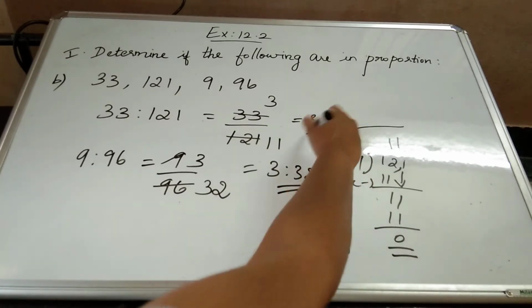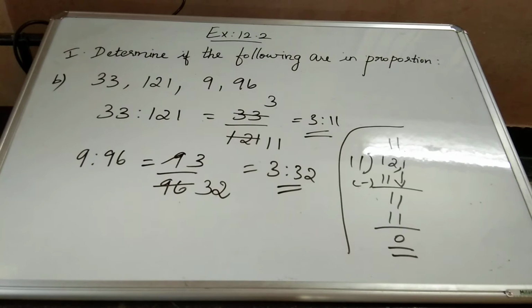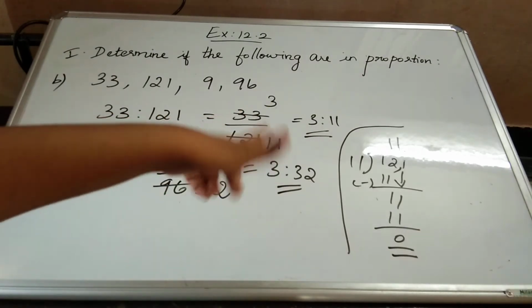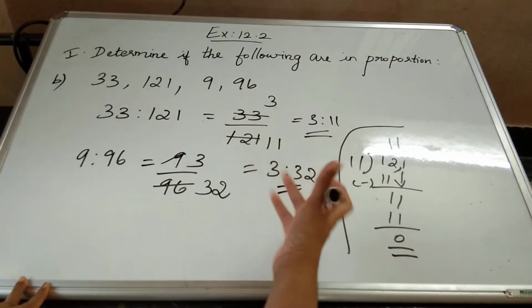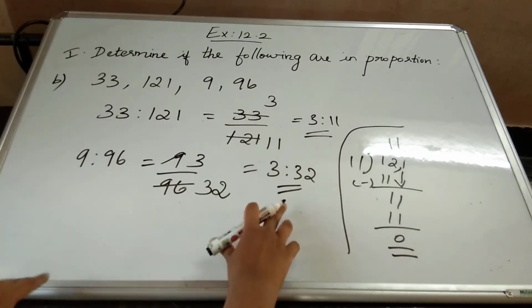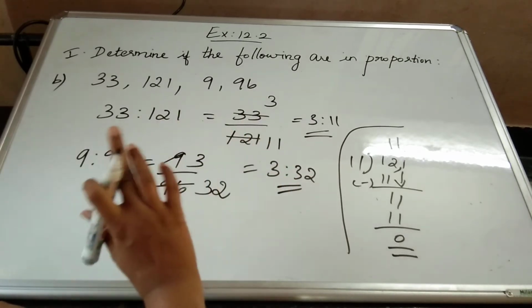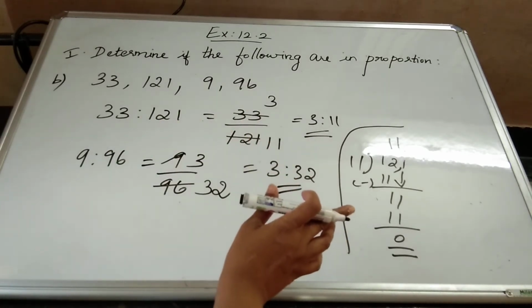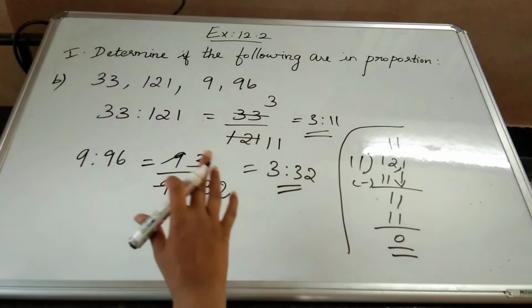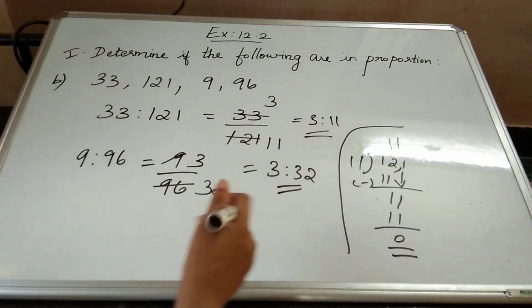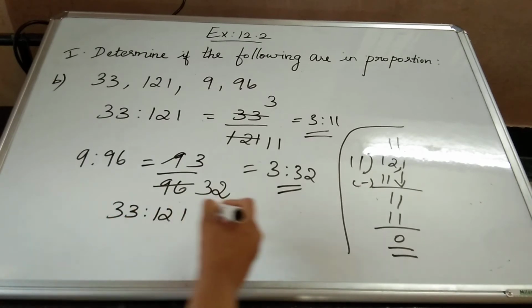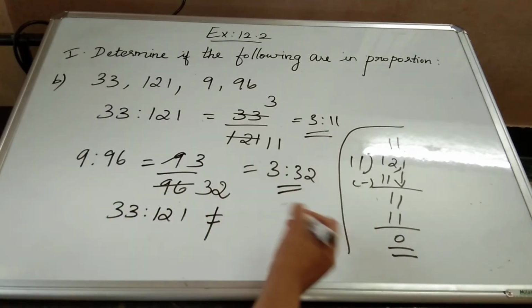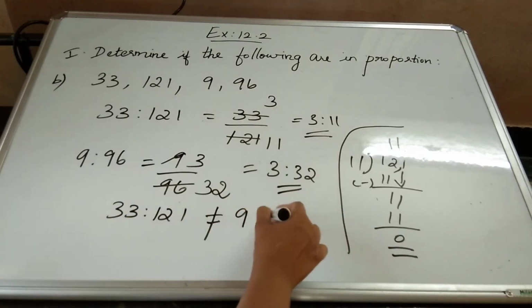Now 3 is to 11 and 3 is to 32. Are they equal? No, the ratios are not equal. 3 is to 11 and 3 is to 32. They are not equal. So if they are not equal, then we say they are not in proportion. Clear, children? So here they are not equal. Okay, so 33 is to 121 is not equal to 9 is to 96.